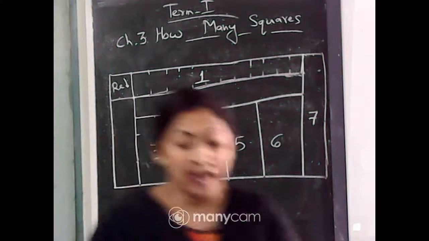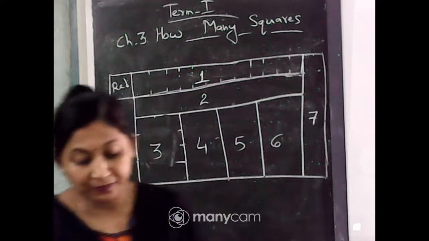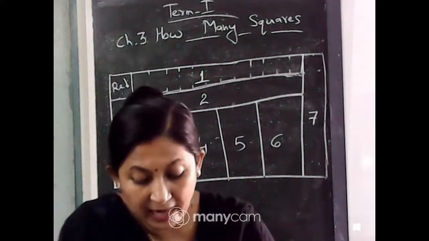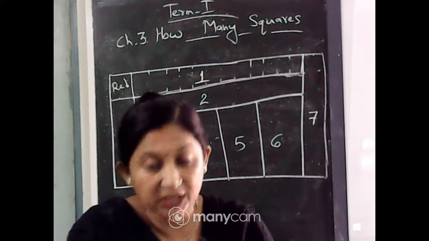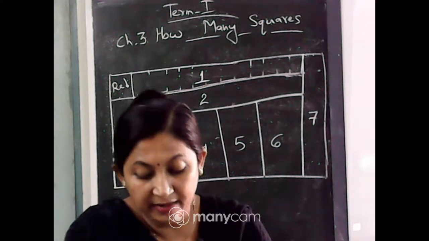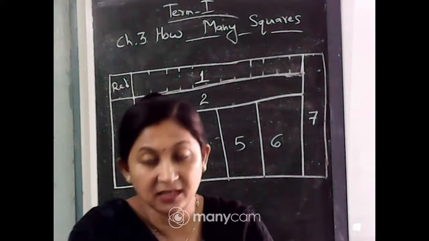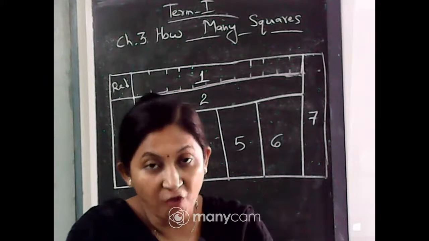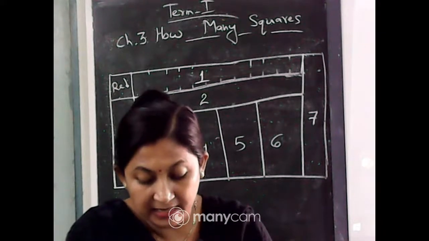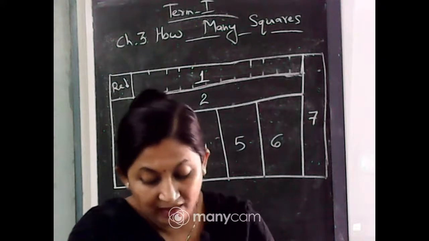So, kindly repeat. Stamp A, it has 18 squares. Stamp B, it has 8 squares. Stamp C, it has 6 squares. Stamp D has 12 squares. Stamp E has 4 squares. And lastly, stamp F has, yes, 12 squares.